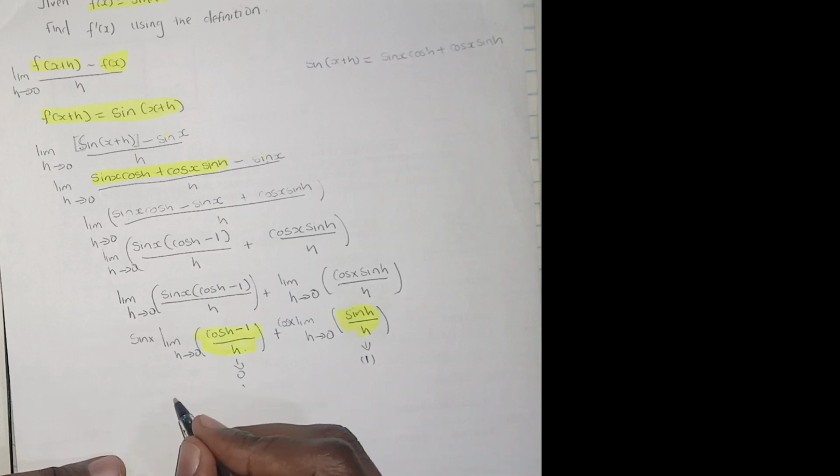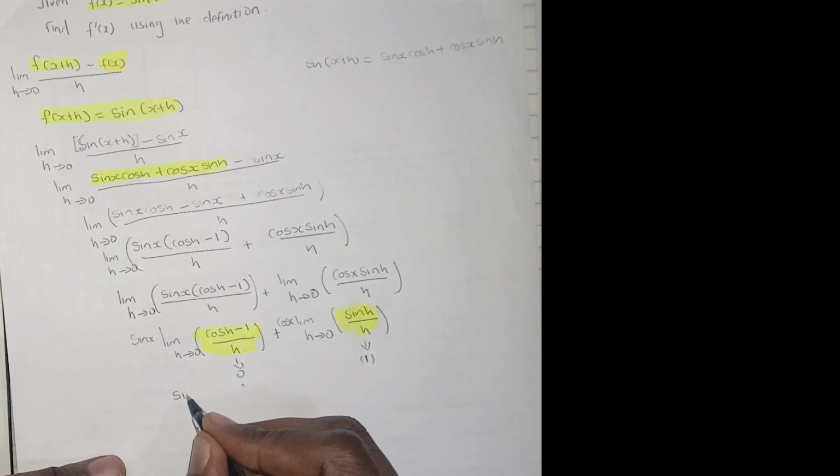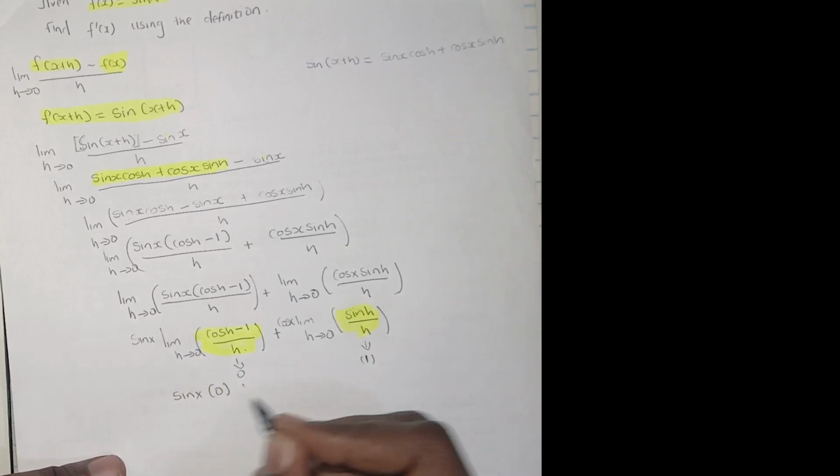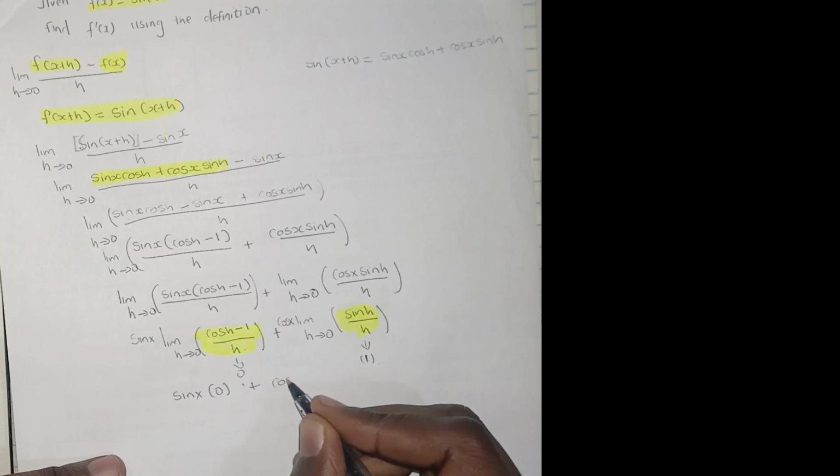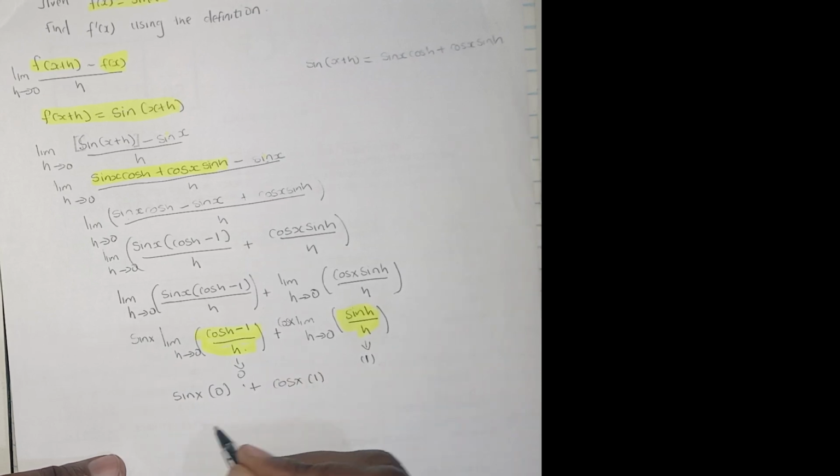Then from there, we're going to have sin x multiplied by 0 plus cos x multiplied by 1. Then the answer is cos x.